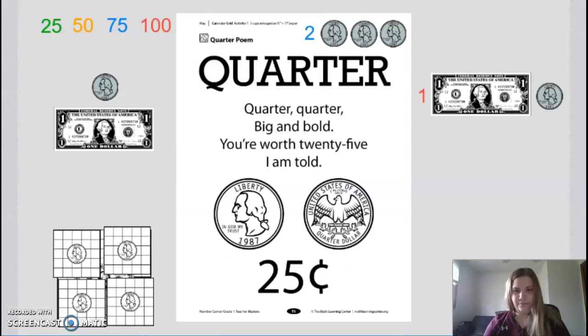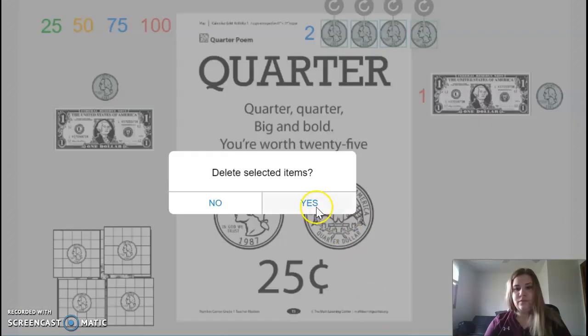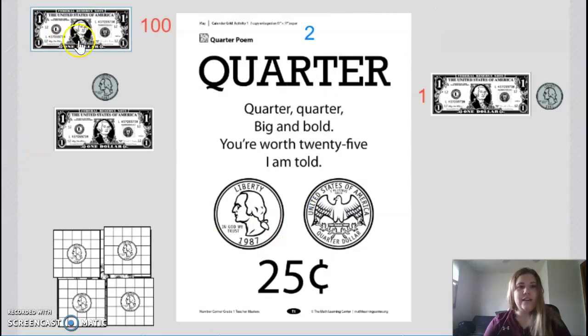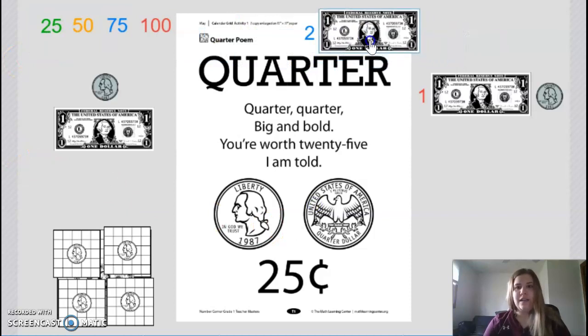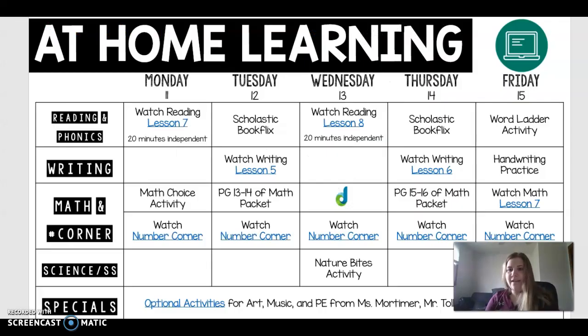Fantastic. All right, let's add one more quarter to our quarters. How many quarters do we have now? We have 4 quarters. Let's count it. 25, 50, 75, $1. So we can transfer all of these out and bring in $1. Because how many quarters make up $1? 4. Very good.